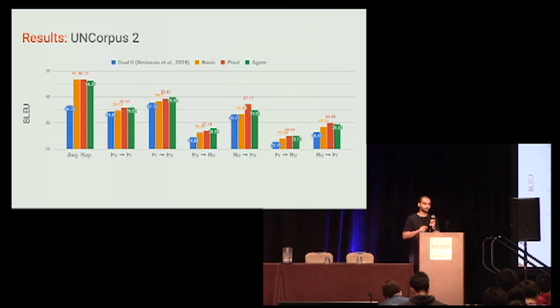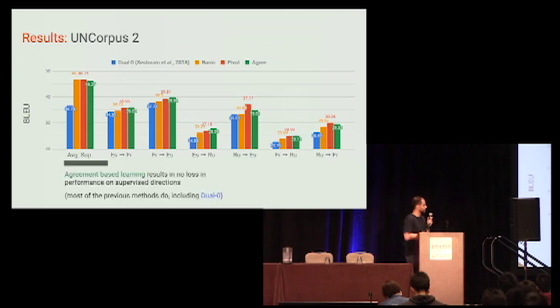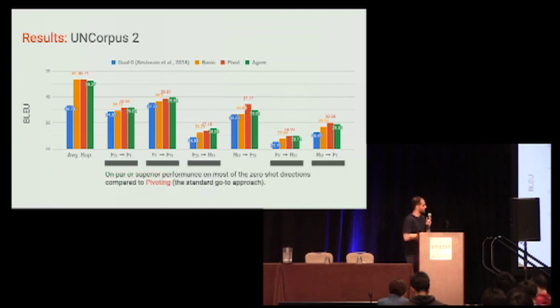I'm going to show you just some selected number of the results. For the full set of results, you can refer to the paper. So what we see here is that by introducing the agreement-based objective, we're able to not only improve on the zero-shot directions, but also we don't lose in performance on the supervised directions. So the model pretty much matches the baseline. And on almost all the zero-shot directions, we are either on par or superior to the pivoting baseline, which is one of the strongest baselines.